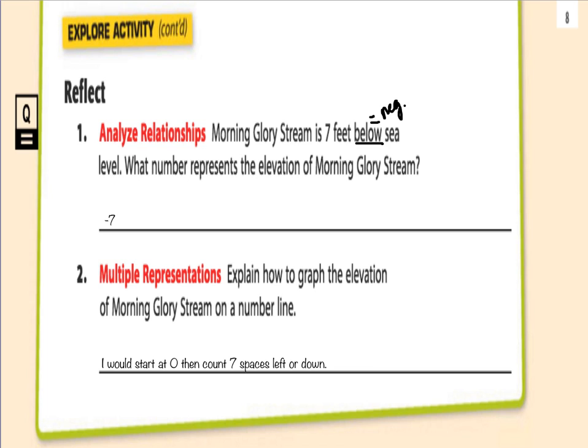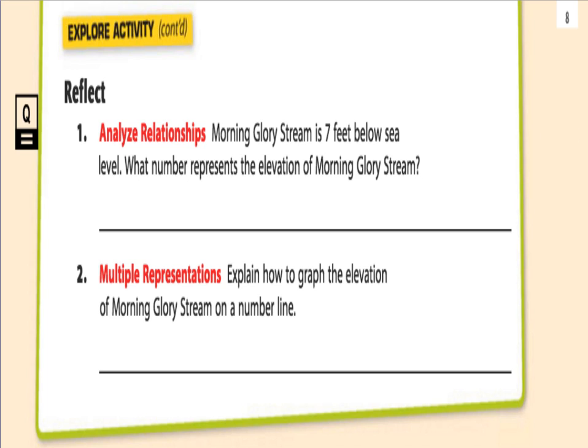All right, so here, I want you to actually try these on your own. Now I know, now you can see them, so we'll actually just go through and do this together. When you have word problems, it's important to use your word problem solving techniques. And in this case, we do RIDE. So we read, identify, determine a plan, and evaluate. So when I read it, it says Morning Glory Stream is 7 feet below sea level. What number represents the elevation of Morning Glory Stream?